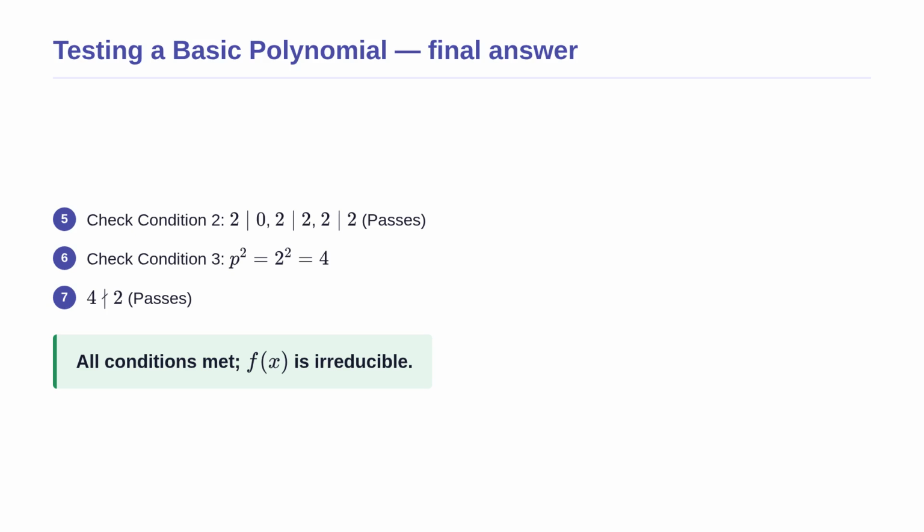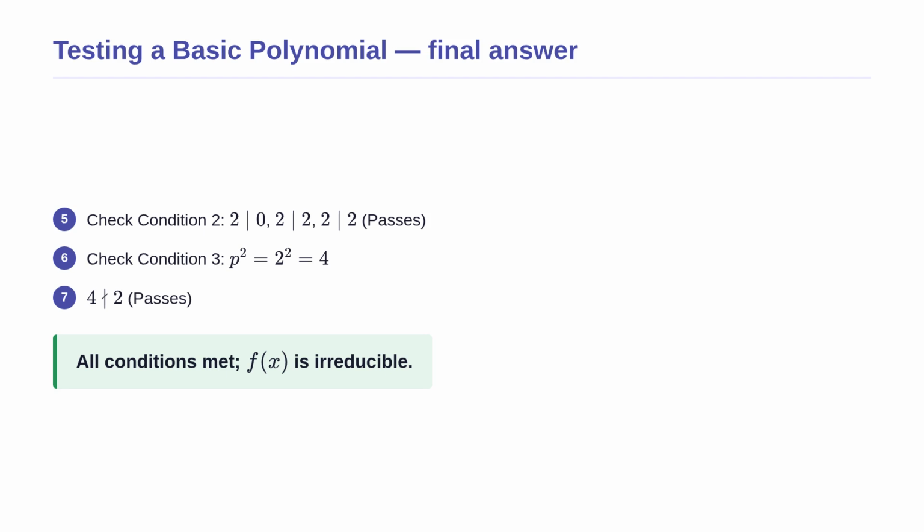For the second condition, our prime 2 must divide all the middle and end coefficients. 2 divides 0 because any non-zero number divides 0. 2 also divides 2 and it divides the constant term 2. So the second condition is satisfied.